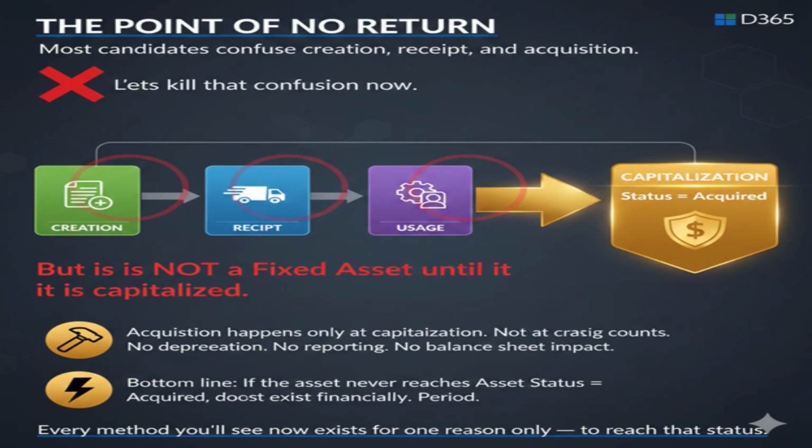Until the status is Acquired, nothing counts. No depreciation, no reporting, no balance sheet impact. Bottom line, if the asset never reaches the status Acquired, it does not exist financially. Period. Every method you'll see now exists for one reason only: to reach that status.